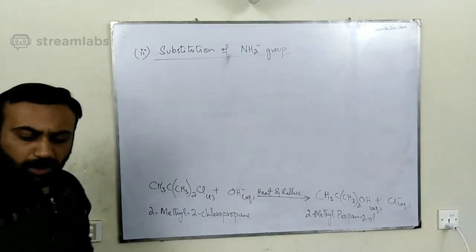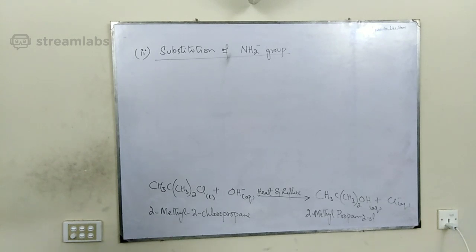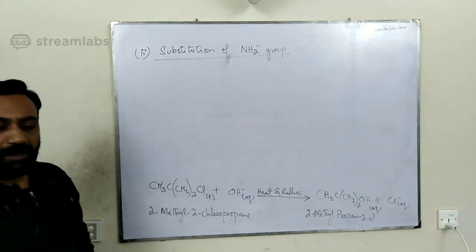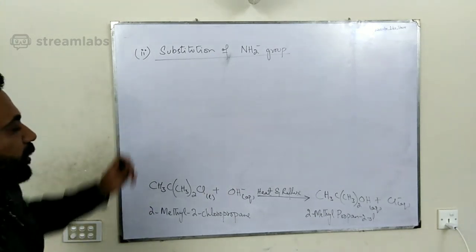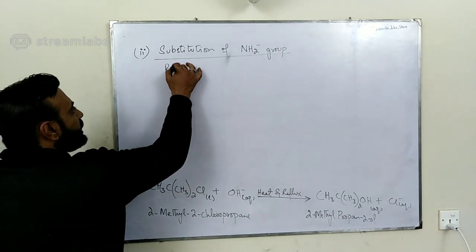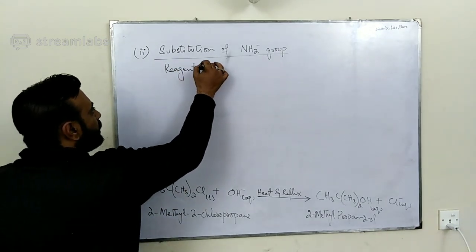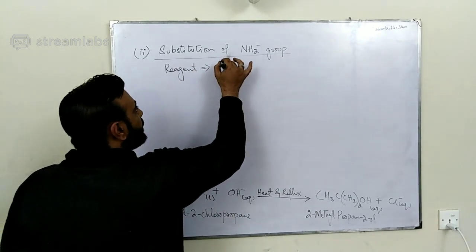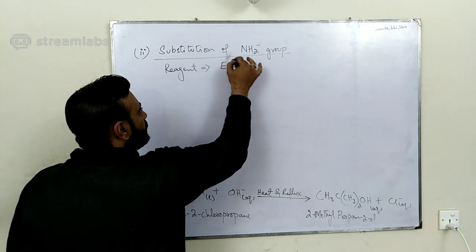Okay, substitution of the NH2 group, it's called the amine group. When NH2 is bonded to any organic compound, it's called an amine group. So for substitution of an amine group into a halogenoalkane, the reagent needed is ethanolic ammonia.